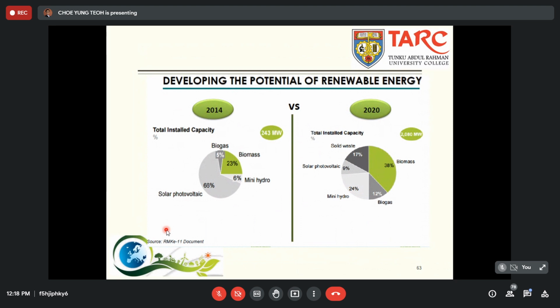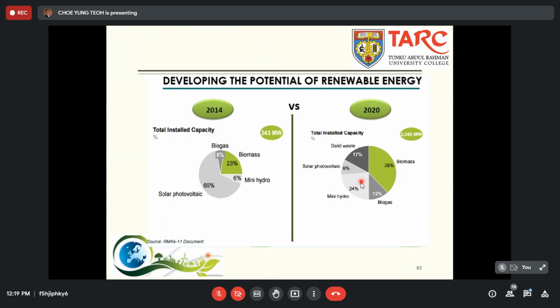Okay, these are the developing potential of renewable energy, comparing 2014 to 2020. So you can see that in year 2014, the total installed capacity only for that year, a lot came from solar photovoltaics. Why? Because that year is the year of the feed-in tariff. It's so attractive that all the companies, all the residents, citizens go to apply for this. So it sparked an increase in the capacity of solar photovoltaic, 66%.